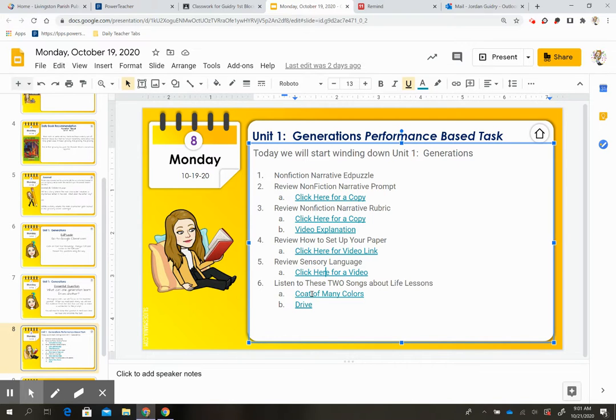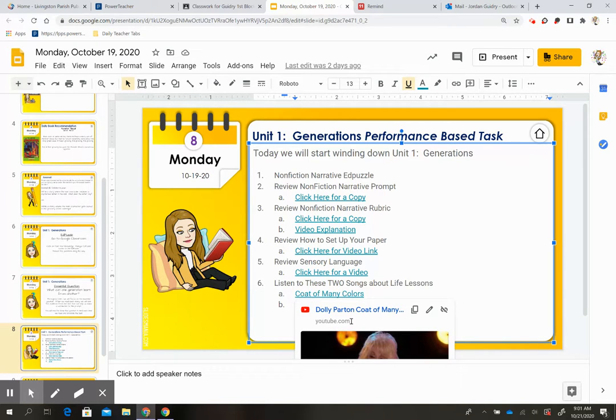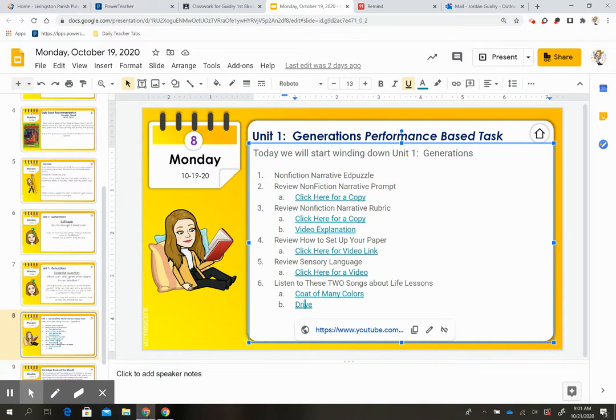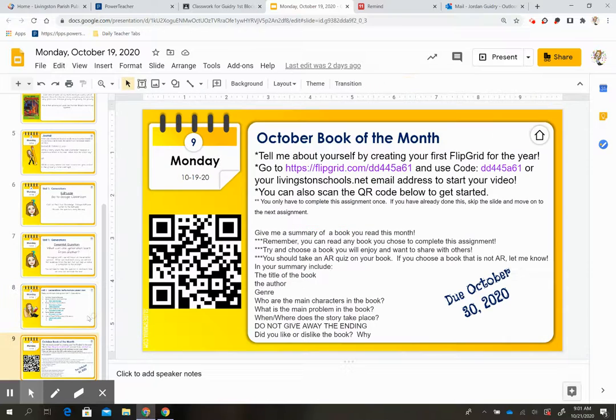Then I have the video links to 2 different songs. Here's one, Coat of Many Colors by Dolly Parton, and the other one's Drive by Alan Jackson. Both of those videos are going to give you examples of how an artist uses song to teach a lesson. And then the last thing you have is your daily or your book of the month.